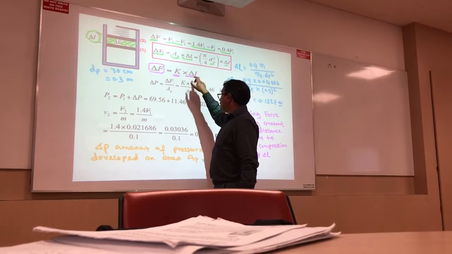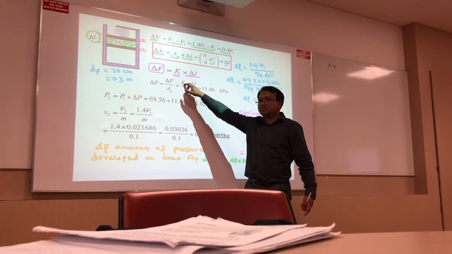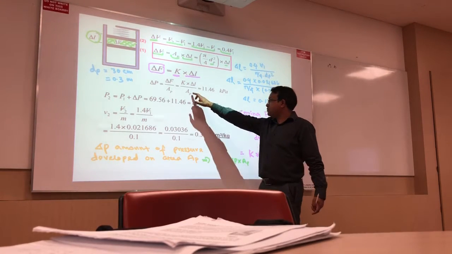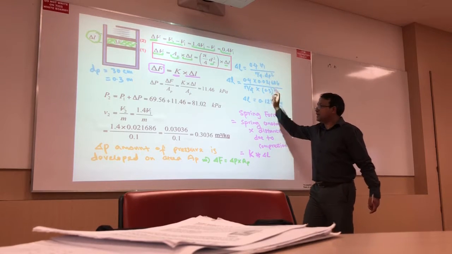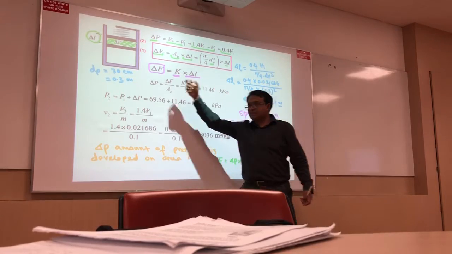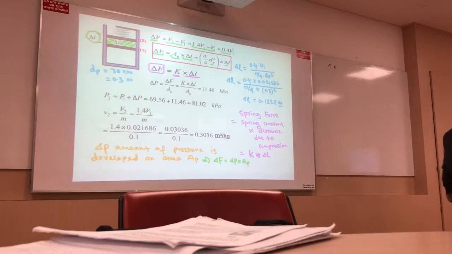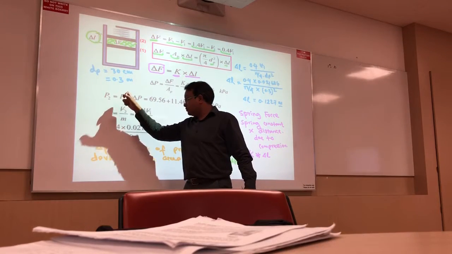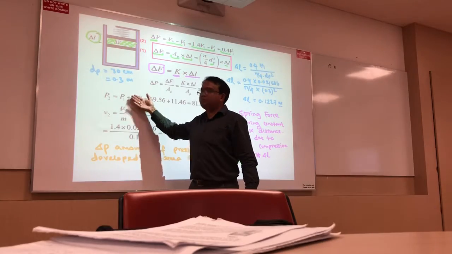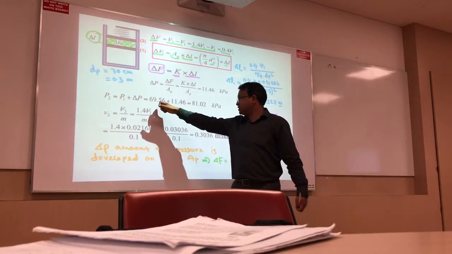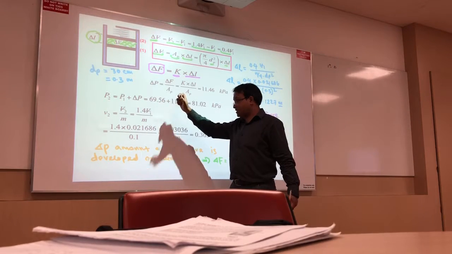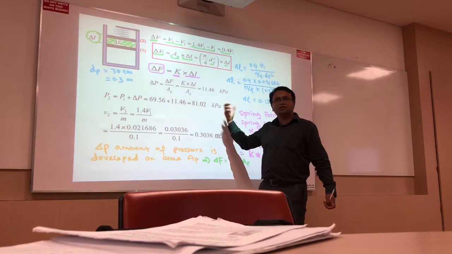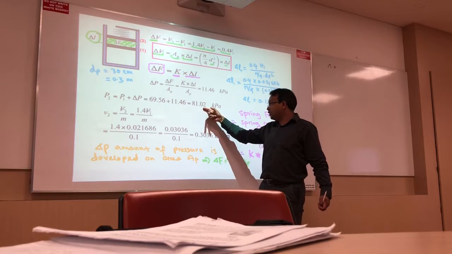What is delta F? K times delta L. I substitute the value. What is K? 6.6 kilonewton per meter. Delta L is 0.1227. AP is pi by 4, 0.3 square. Then I find 11.46 kilopascal. This is the delta P. Agree? Done. Then I can write P2 becomes P1 plus delta P. This amount of pressure is increased, and this is the initial pressure, which I told you before, 69.56, plus this amount of increased pressure. This is the final pressure, 81.02 kilopascal.